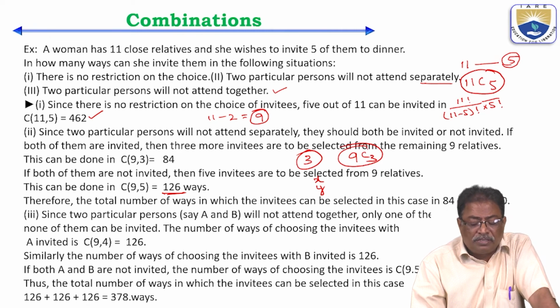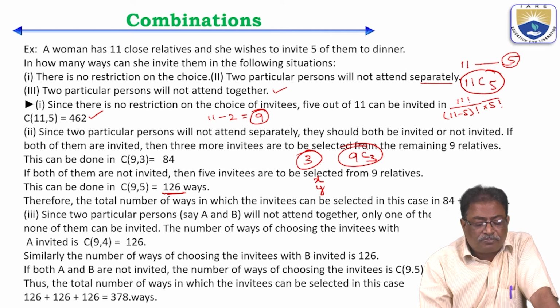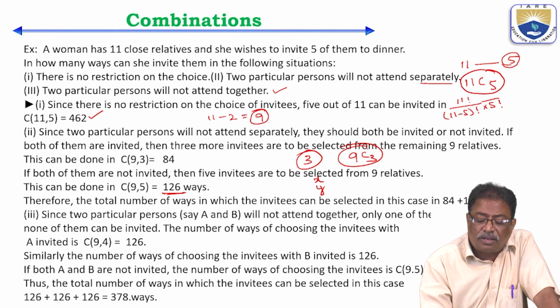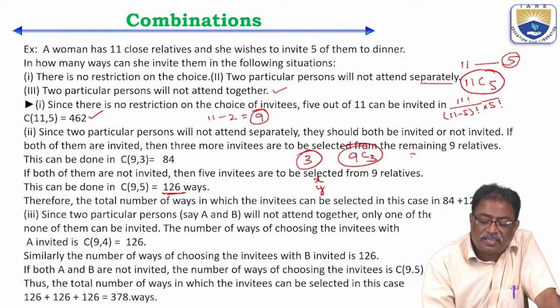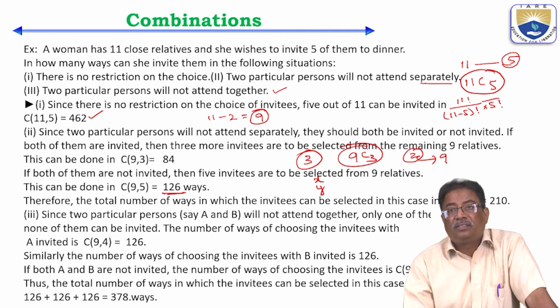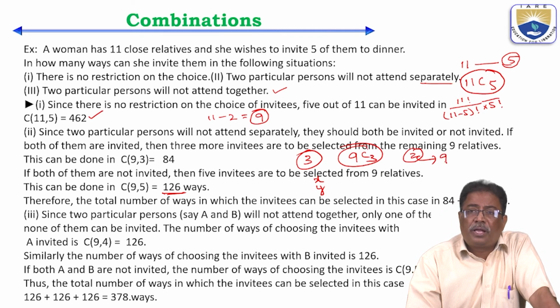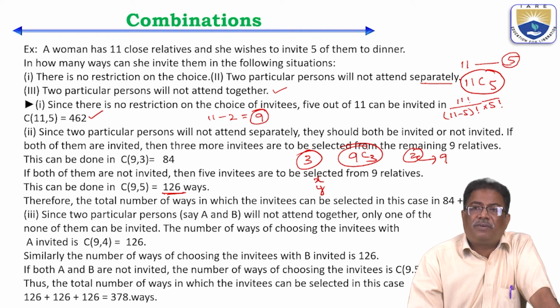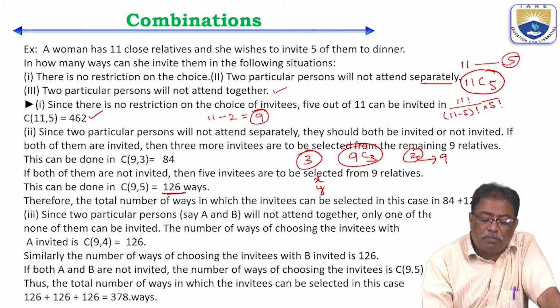So here, the first one, I am just considering that there are 2 persons. If I consider 2 persons, X and Y, I am going to remove these 2 persons from the total of 9 close relatives. Why am I removing them? Because if I invite X, assume that Y is not going to attend. So these 2 members are taken together.